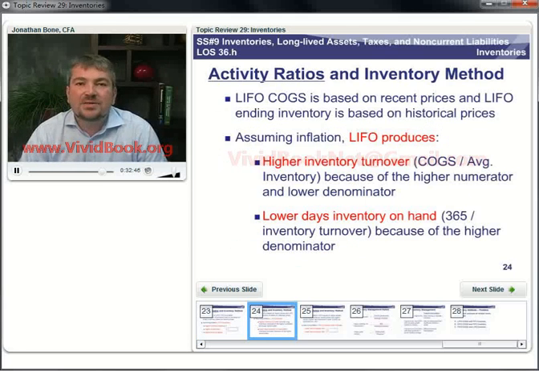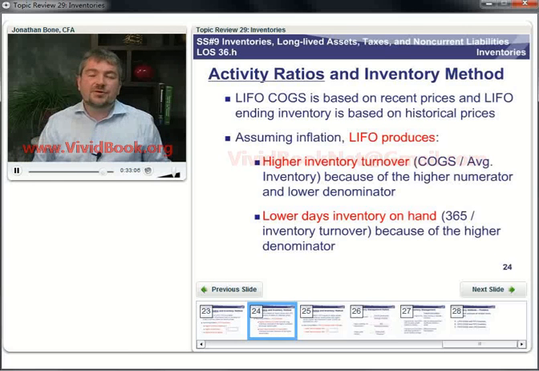Activity-based ratios. So our activity-based ratios are mixed ratios where part of it's coming from the balance sheet, part of it coming from the income statement. LIFO cost of goods sold, of course, is based on the most recent purchase prices, but LIFO ending inventory would be based on historic prices. So if we look at inventory turnover, which essentially is cost of goods sold divided by average inventory. Now note, of course, we use average inventory because cost of goods sold comes from the income statement.